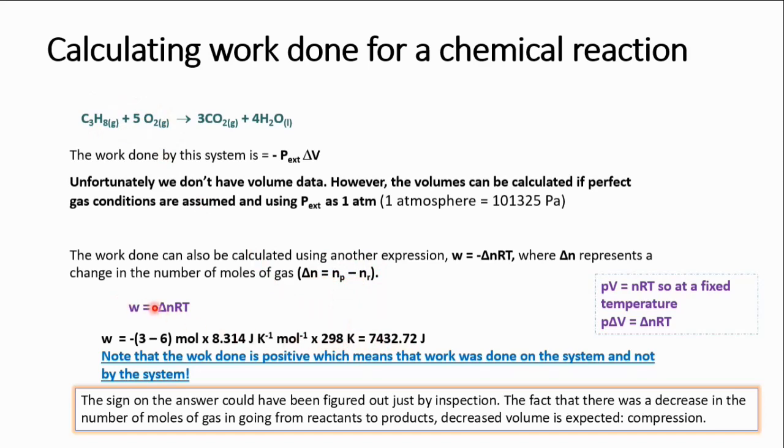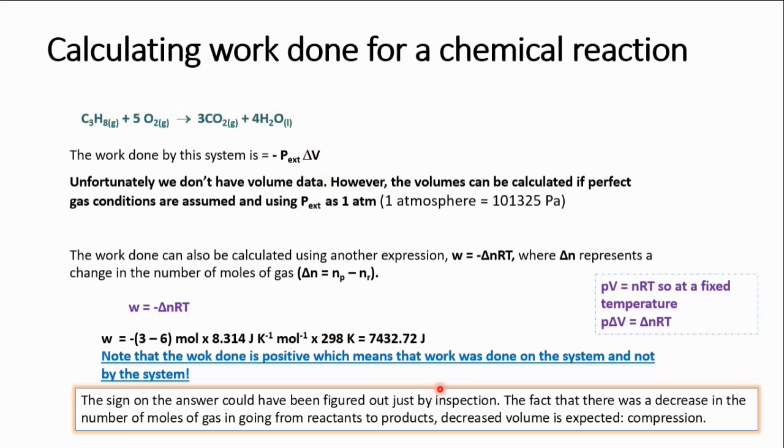Hence the formula. When you plug everything into the formula, work is equal to minus (3 minus 6) moles times 8.314 joules per Kelvin per mole, which is the universal gas constant, times 298 Kelvin, which is equal to 7,432.72 joules. That is the work done in such a system. Now, we have to be careful.